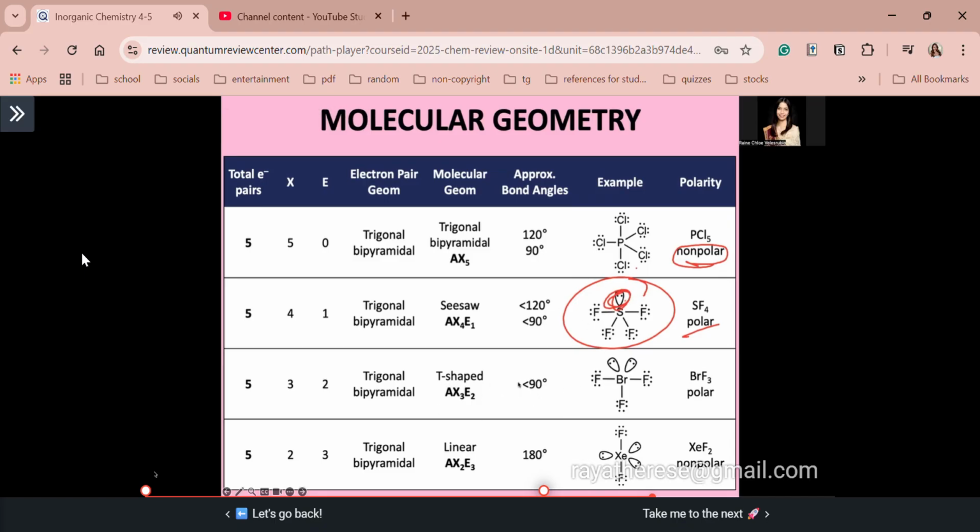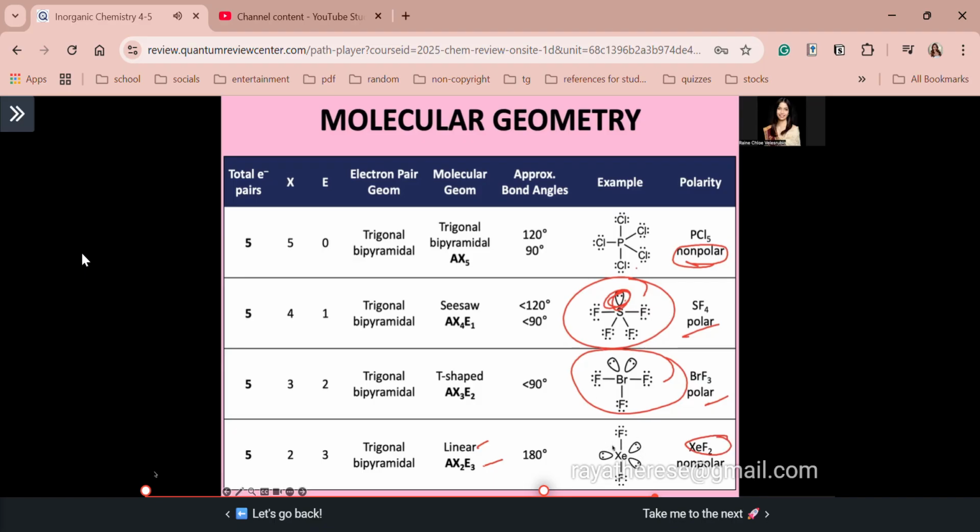Next we have T-shaped molecular geometry. So our example here is BrF3. Again, guys, ito ang tamang drawing for BrF3. Okay, may 2 lone pairs ka. Here again, BrF3 is polar because it is asymmetric and it has a net dipole. Next, okay, ito tingnan niyo guys, si linear AX2E3. Okay, so meron siyang 2 bond pairs and 3 lone pairs. Ang example natin is xenon difluoride. So it is actually non-polar.